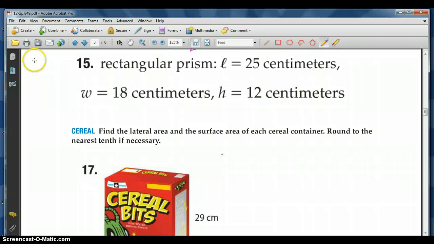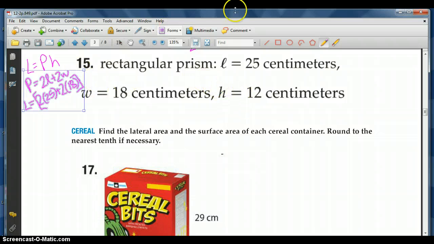Number 15, we want to find our lateral area of a rectangular prism with a length of 25 centimeters, width of 18 centimeters, height of 12 centimeters. So, lateral area is perimeter times height of the prism, where our perimeter of the base is 2 times the length plus 2 times the width. So our lateral area will be equal to 2 times 25 plus 2 times 18, and then that sum times the height, which is 12.